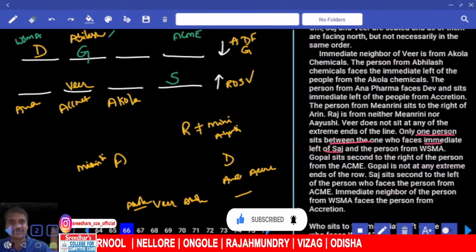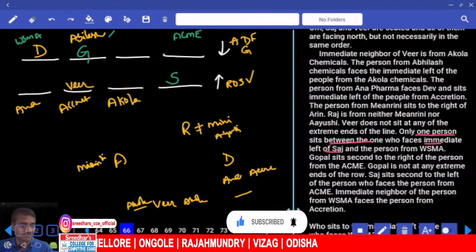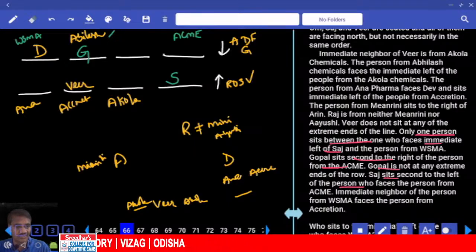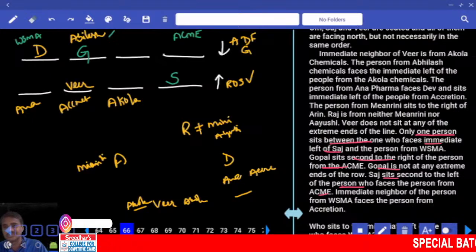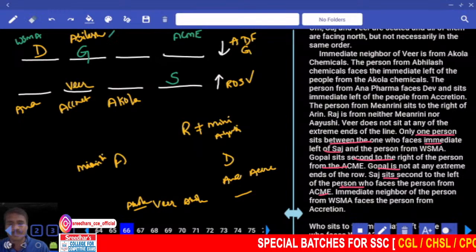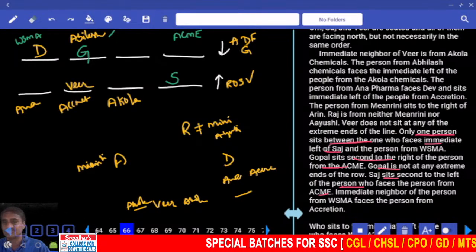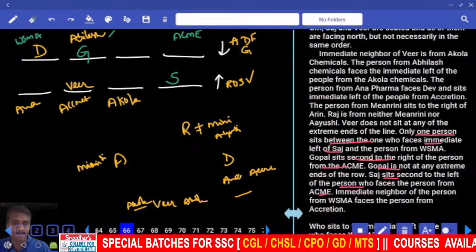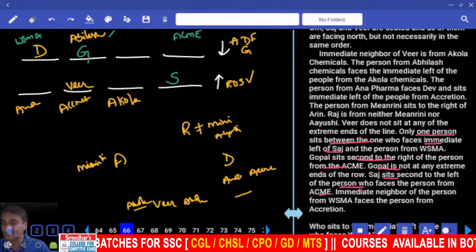Now Gopal sits second to the right of ACMA. Gopal is not at the extreme. SAS sits second to the left of the person who faces ACMA. Now SAS is seated second to the left of the person who faces ACMA. No, it is not possible, isn't it? As it is not possible here, then what is the possibility we have? Then where should this V be?